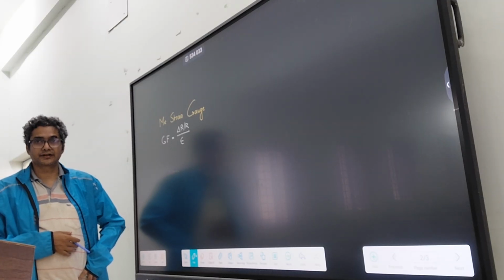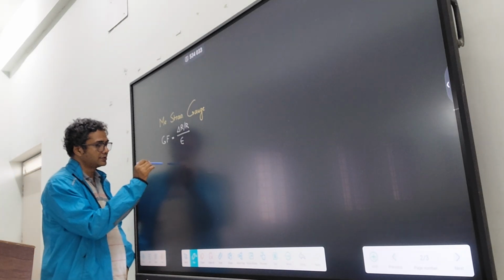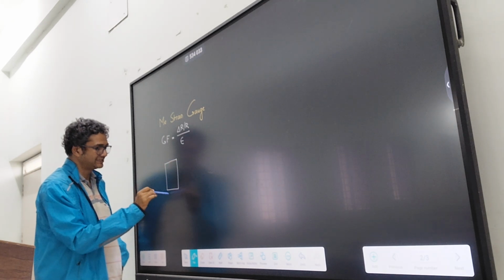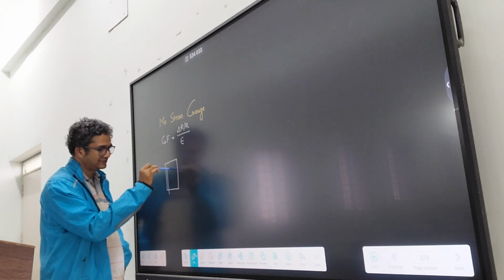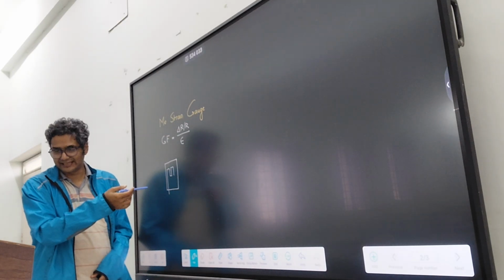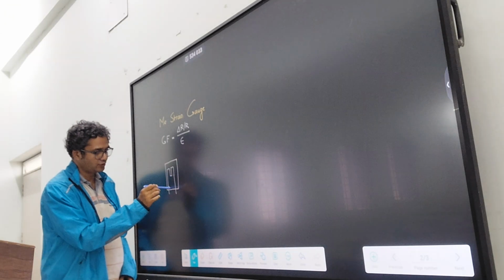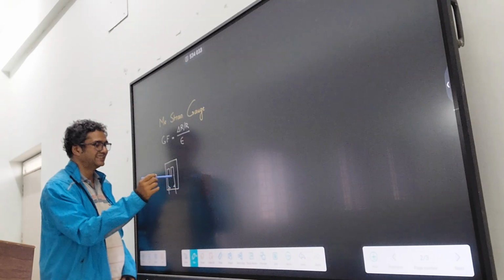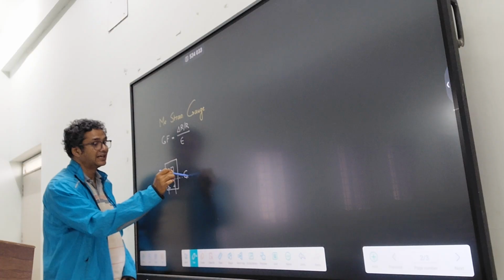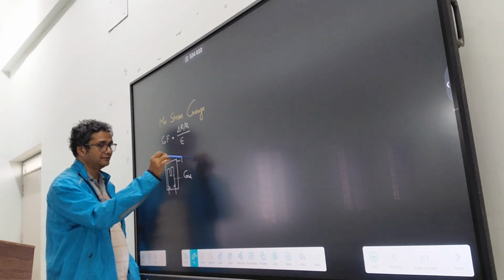So this strain gauge you can use. It's got a shape here. Let me draw it. This is how it looks like. This design, you can have any design based upon the situation. I'm just drawing it. You can have this one also. Soldering. So this is the grid. And this is the foil.